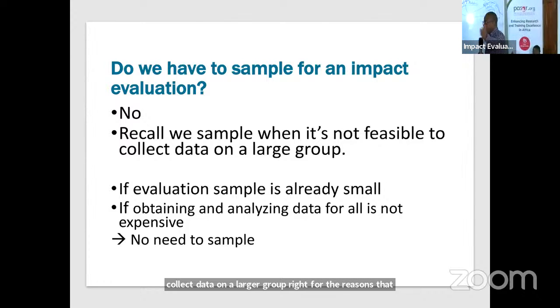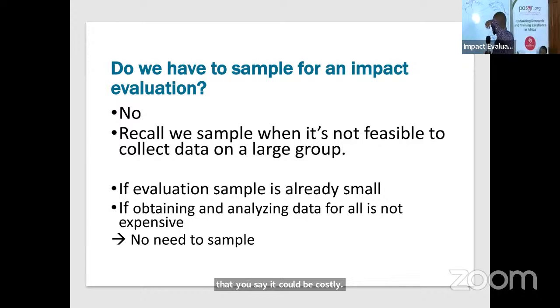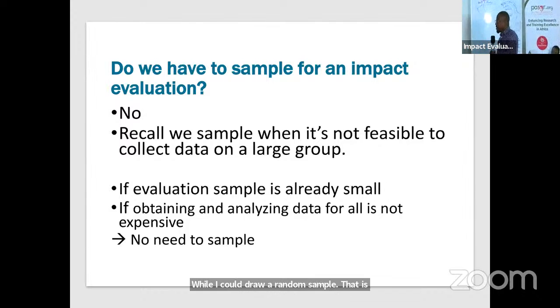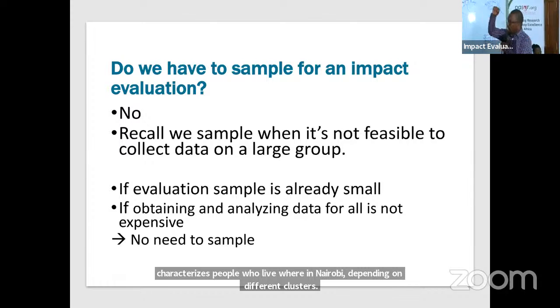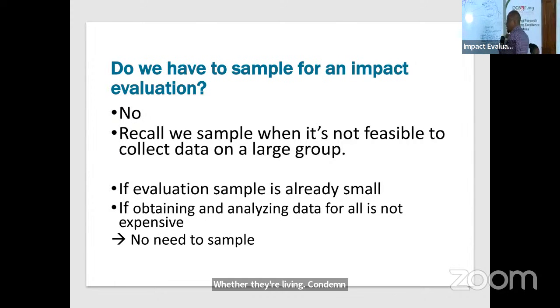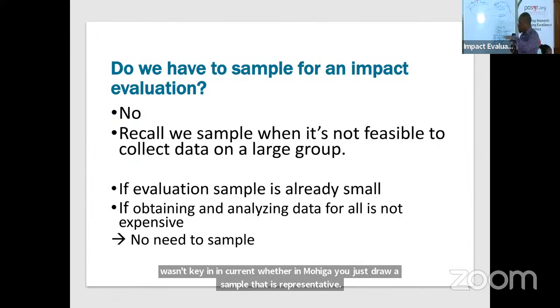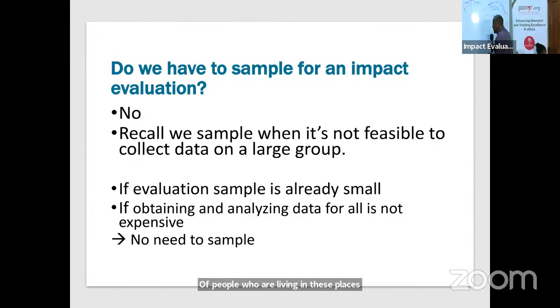Why would I want to survey everyone in Nairobi while I could draw a random sample that is representative of people who live in Nairobi? Depending on different clusters, whether they're living in Kangemi, Lavington, Karen, or Muthaiga, you just draw a sample that is representative of people living in these places to characterize what Nairobi would look like. Are we together?